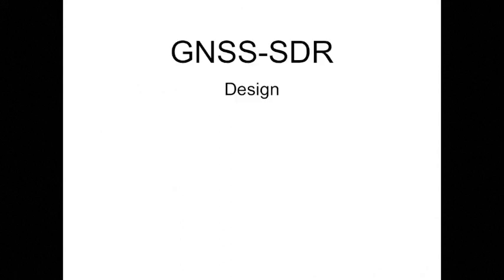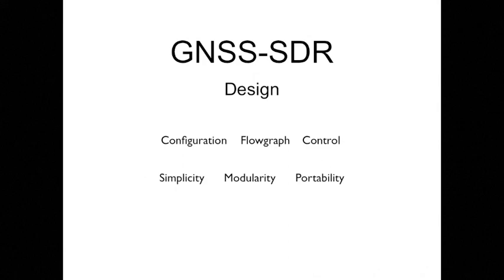After choosing an architecture and selecting GNU Radio to implement that aspect, we needed to specify more accurately how we were going to define and organize the different abstractions that are present in the model. For that, we focused in three aspects: configuration, flow graph, and control. These three aspects define the most important concerns we considered for that application. The design also focused on three properties we wanted our software to have: simplicity, modularity, and portability.